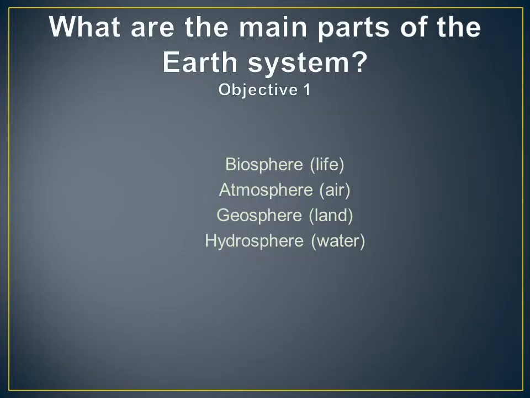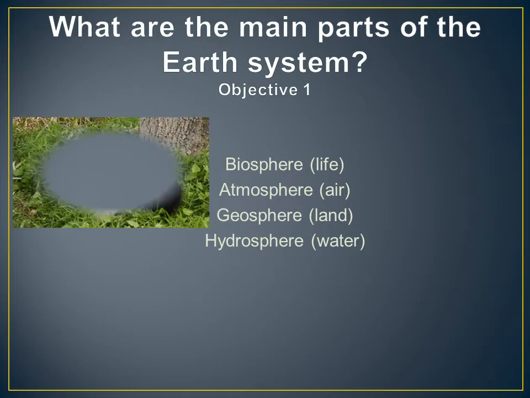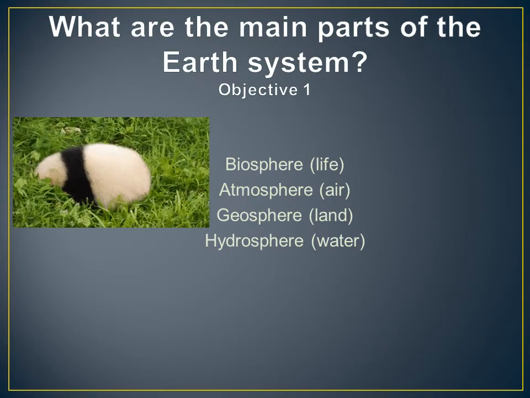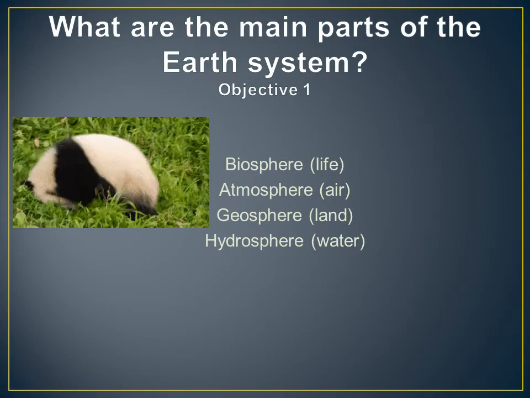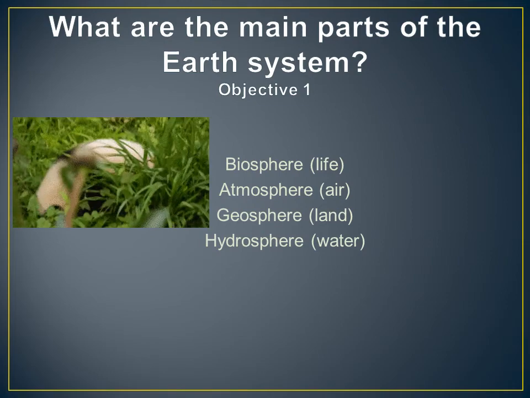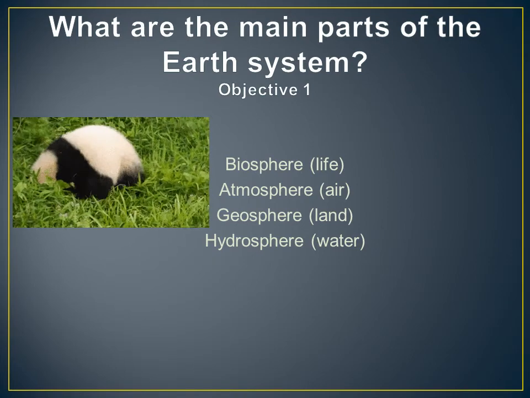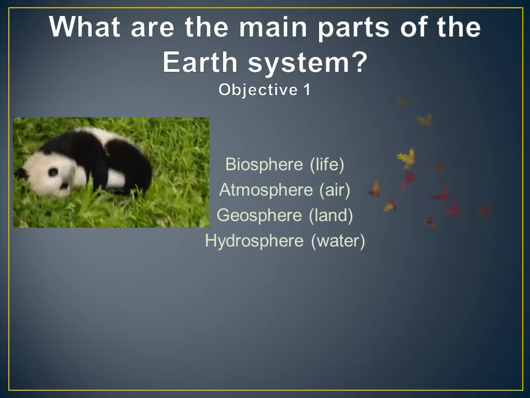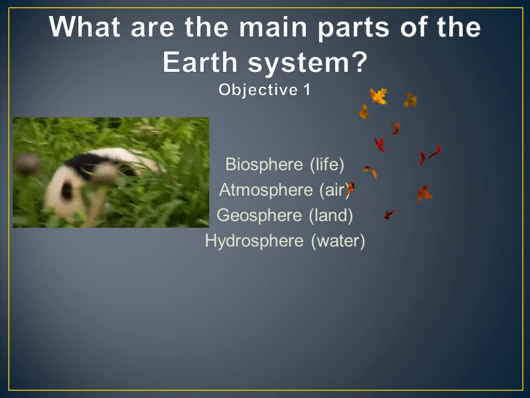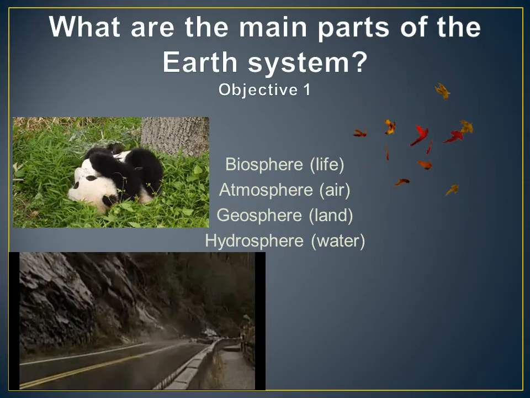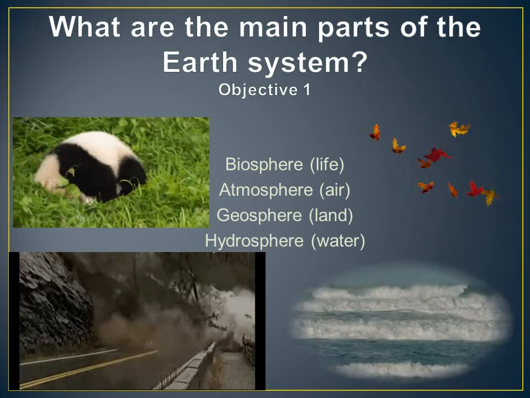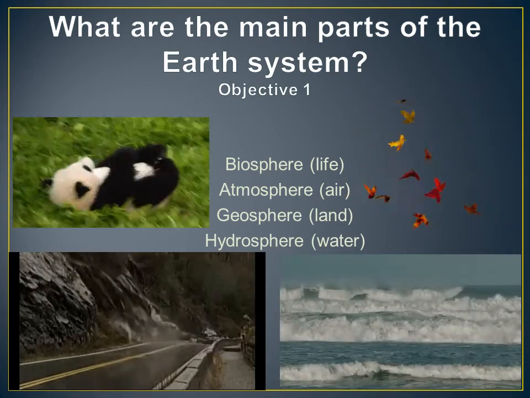Okay, so again, as a little objective summary here at the end, which we'll have at the end of each lesson or each part. Again, what are the main parts of the Earth system? Of course, life. And a cute little panda bear. I think they're adorable, especially when they do funny things like that. We've got, of course, air. We've got the geosphere, land, and hydrosphere, water.